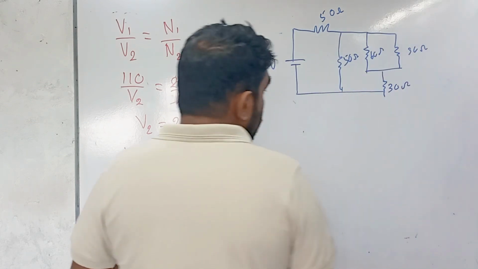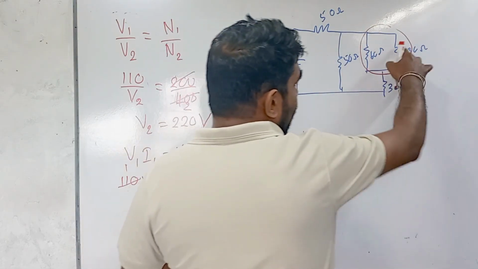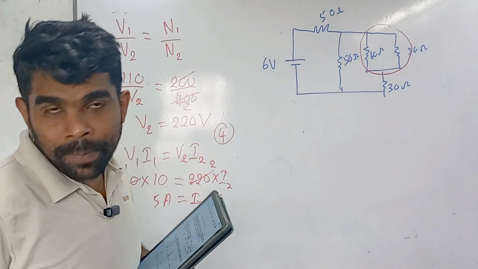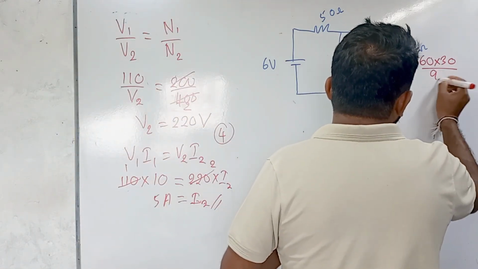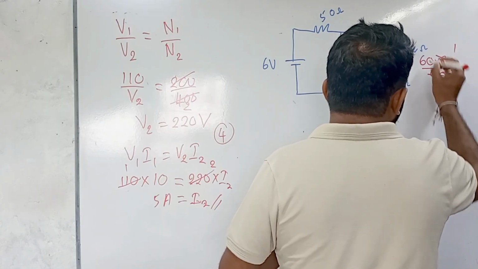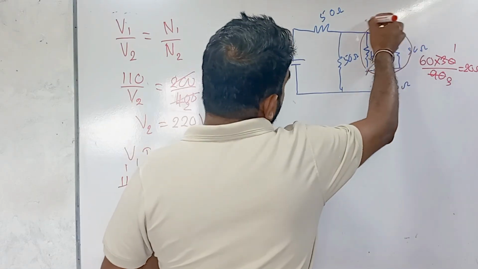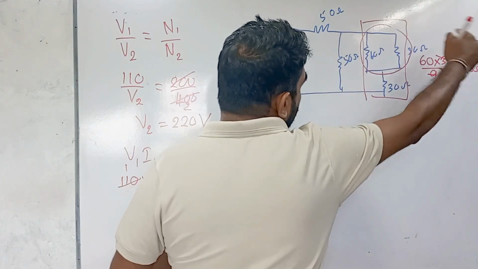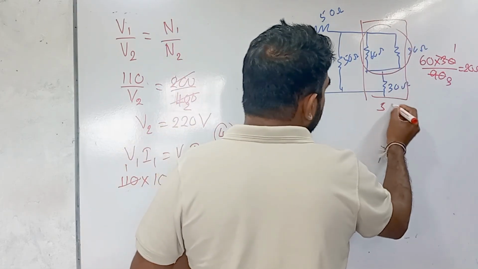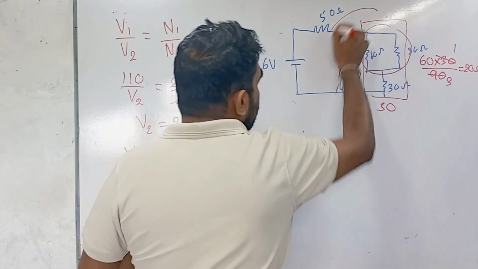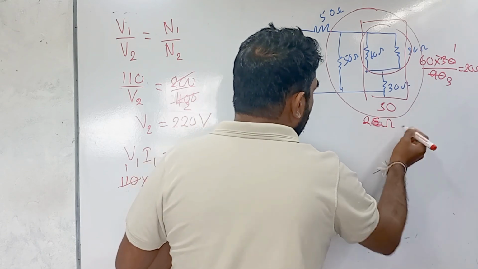We have to find the equivalent resistance of these two resistors. There are two parallel resistors, so we can use product over sum. Product over sum means 60 times 30 divided by 90. 30 divided by 30 is 1, 60 divided by 3 is 20 ohms. Now, the equivalent resistance of this full part is 20 plus 30, which is 50. This 50 is parallel with another 50, therefore the total resistance of this part is 25 ohm.